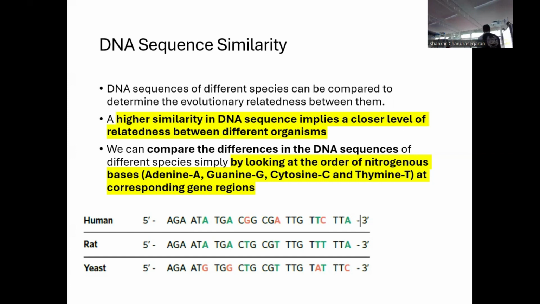We can compare the differences in the DNA sequence of different species by simply looking at the nucleotides that make up the DNA, right? Remember the 4 nucleotides? What are they? Adenine, guanine, and the last one. Yeah, 4 nucleotides, and they make up your genetic code. And by looking at that genetic code of different species and comparing them between each other, we can also study the relatedness of different species, right?